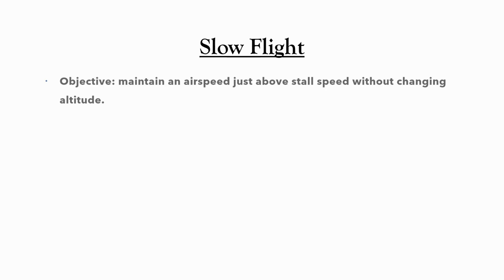The last phase of flight we'll consider is slow flight. The objective during slow flight is to maintain an airspeed that is just barely above stall speed without changing your altitude. You may wonder, why would you ever need to do that during a normal flight? The answer will be clear when we start talking about short field landings, because in short field landings you won't fly quite that slow, but you will fly almost that slow. And it's important that you be comfortable controlling the airplane over a wide range of airspeeds, wider than the airspeeds that you will actually need to use during real situations.